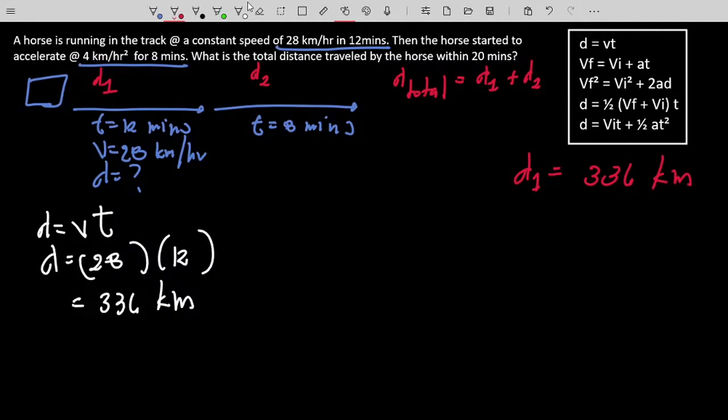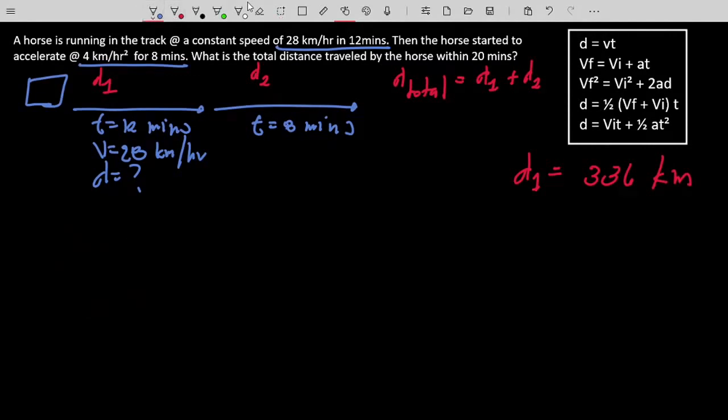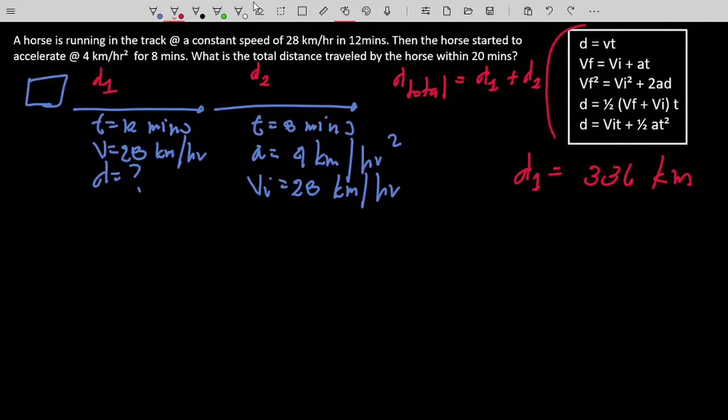Now let's try to look for the second one. Again, identify the given variables. Now we know that the time is again 8 minutes. And then the horse started to accelerate for 4 kilometers per hour squared. So therefore, our acceleration is 4 kilometers per hour squared. Now again, initially the horse has a constant velocity of 28 kilometers per hour. But we should know that the horse started to accelerate already. So therefore, we should know that the initial velocity is equal to 28 kilometers per hour. Now, which of these formulas right here are we going to use? We could actually use these two formulas right here. But however, these formulas require the final velocity, which we do not have yet the value.